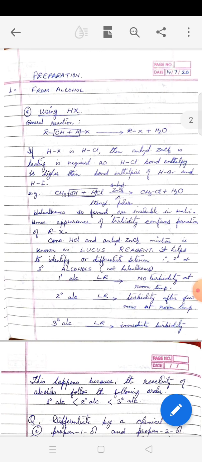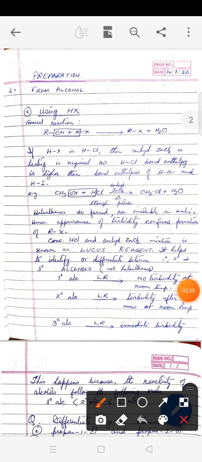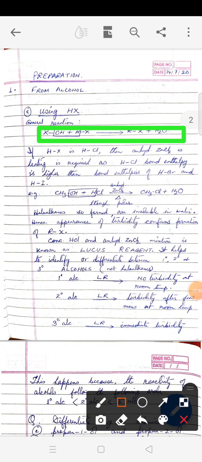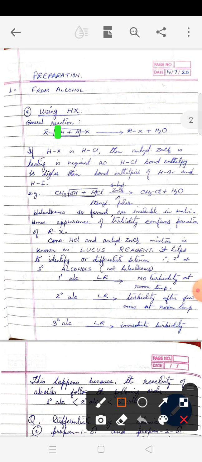Okay, let's begin with the first method from alcohol using haloacids. As you can see here, I have written the general reaction. So here we have the general reaction, ROH plus HX giving you RX plus H2O. You can see here I have drawn a box to show how water is eliminated. Now, if HX is HCl, then you need a catalyst to carry out the reaction. And the catalyst is anhydrous zinc chloride.